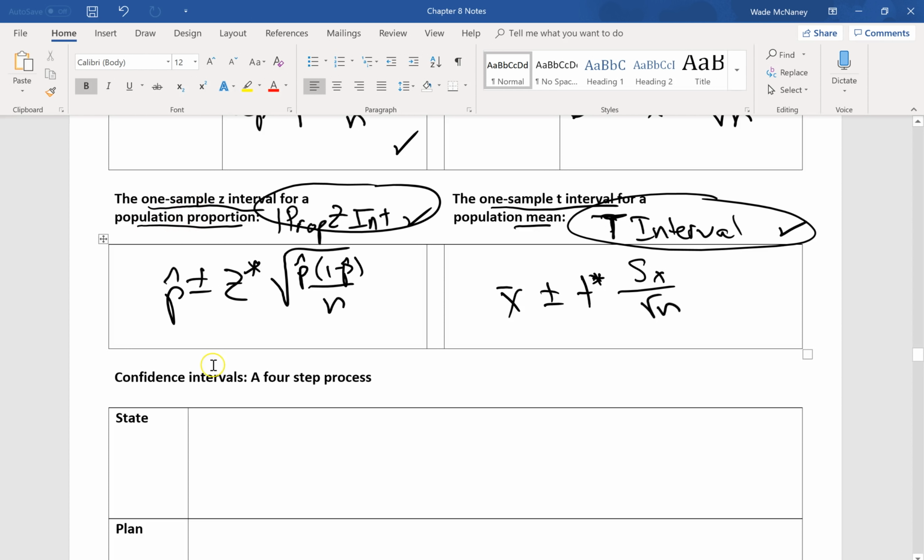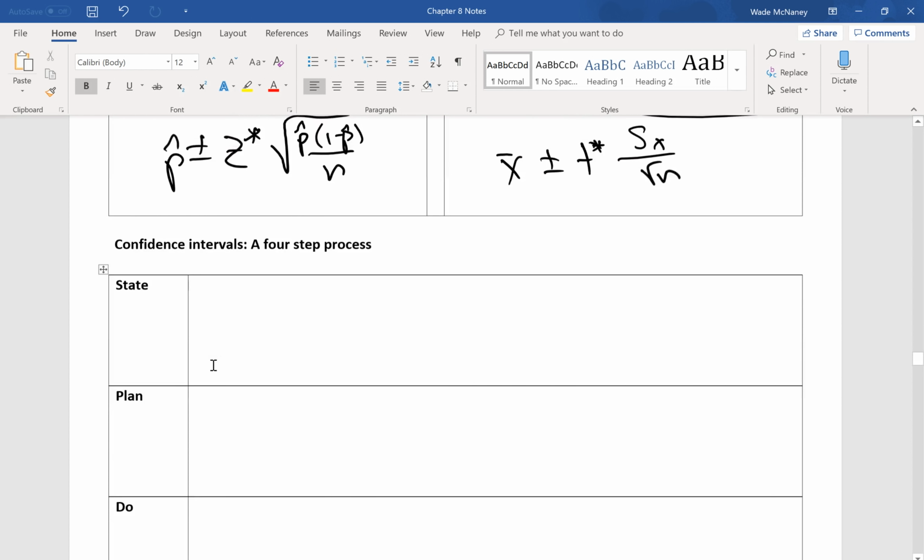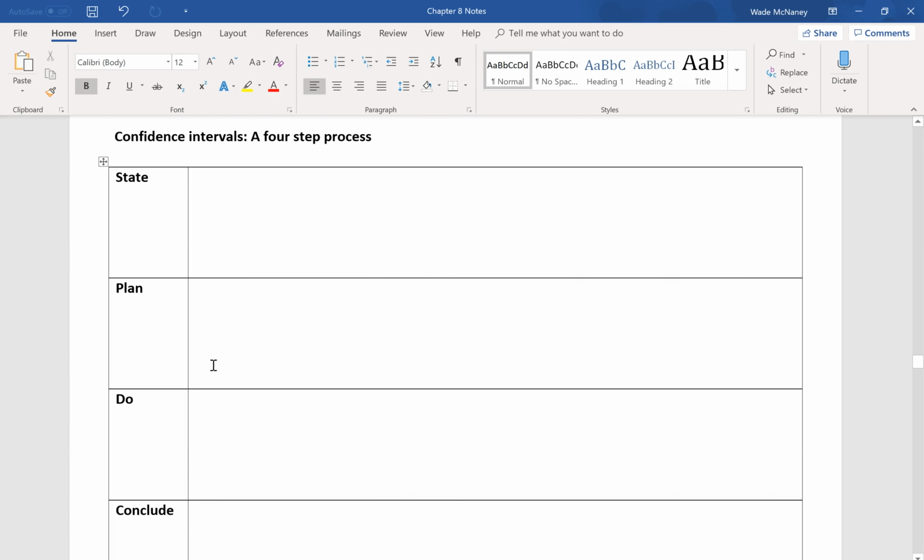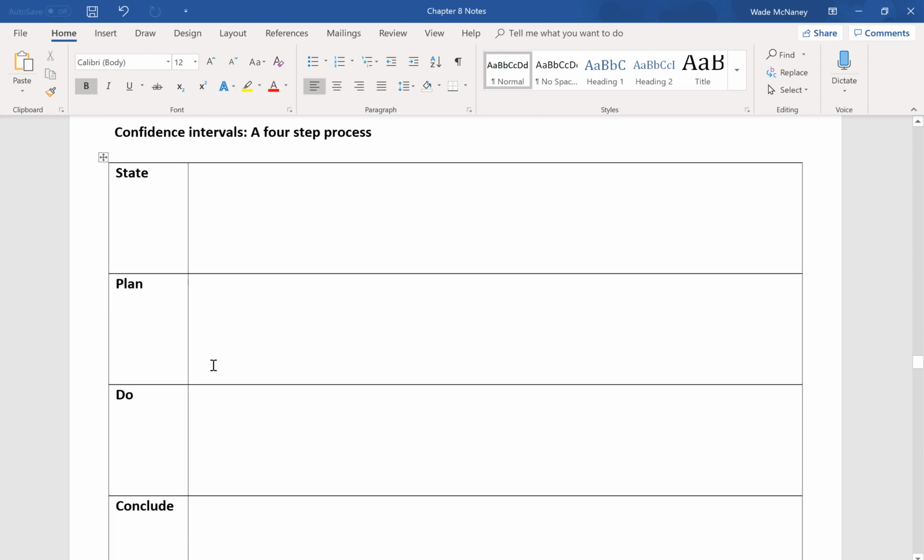Okay, so putting this all together now, the easier way to do this is a 4-step process. State. There are 2 parts to the state for process. This is kind of just a guideline to make sure you don't miss anything. State. We're going to give the parameter.